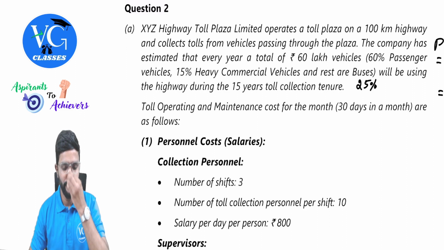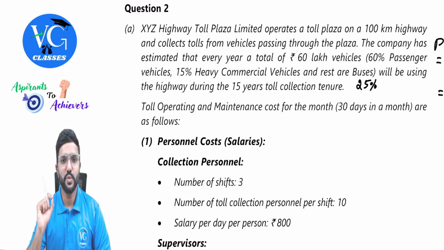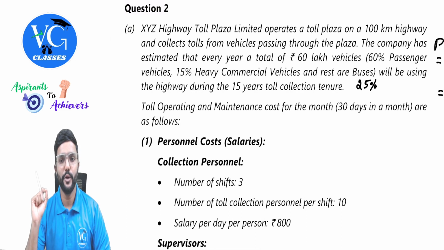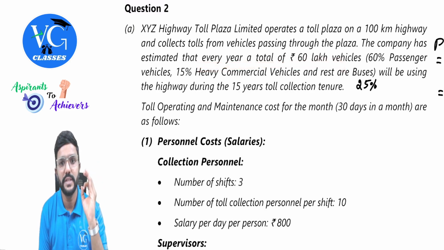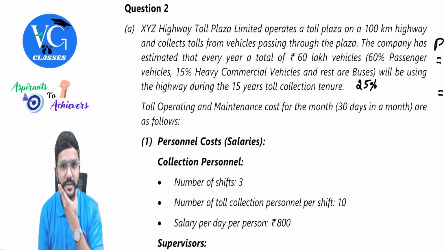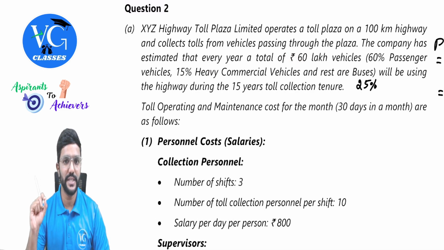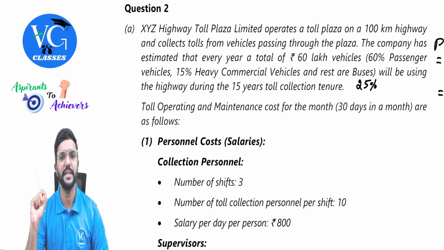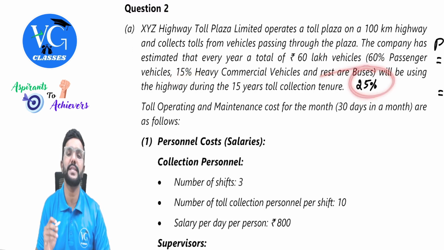Let us move to question number 2. Sub question A. XYZ Highway Toll Plaza Limited operates a toll plaza on a 100-kilometer highway and collects tolls from vehicles passing through the plaza. The company has estimated that every year, a total of 60 lakh vehicles, 60% passenger vehicles, 15% heavy commercial vehicles, and the rest are buses. 60 plus 15 is 75, so the rest is 25% buses.